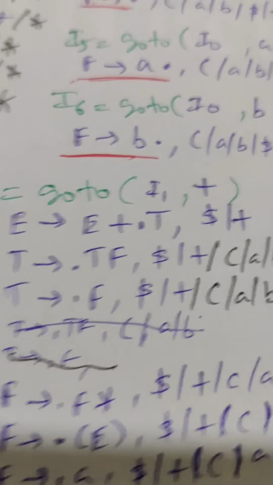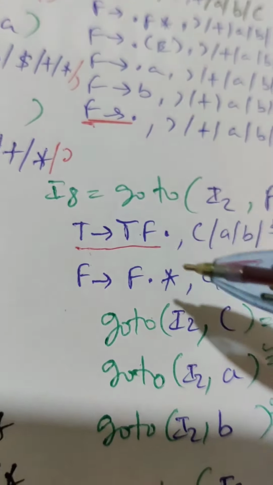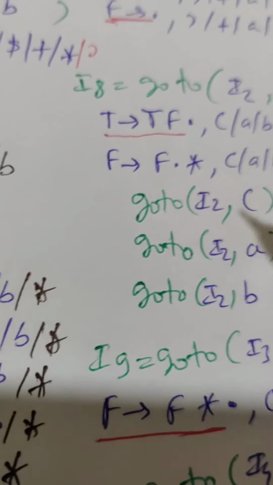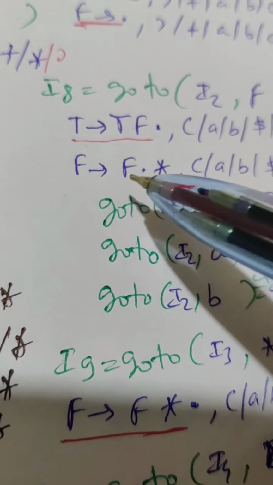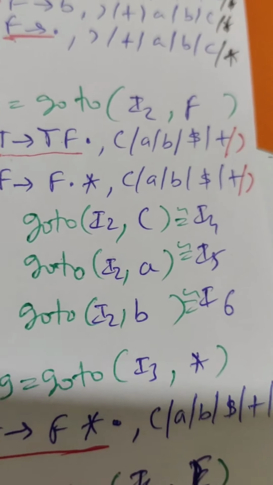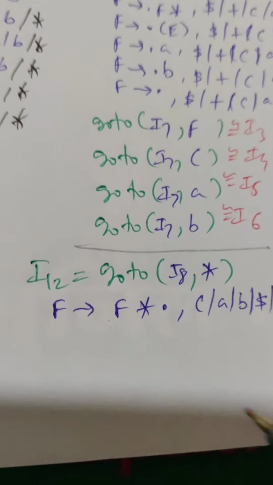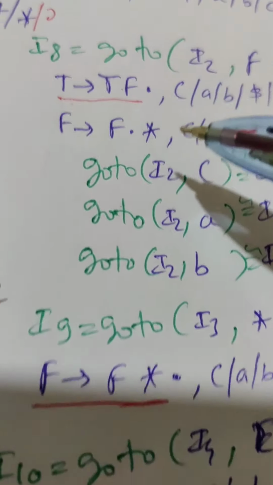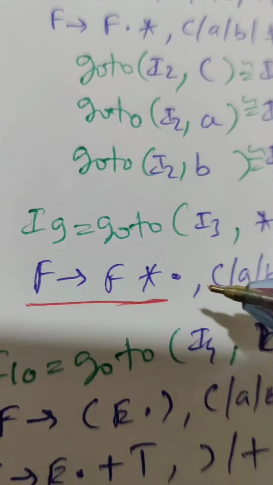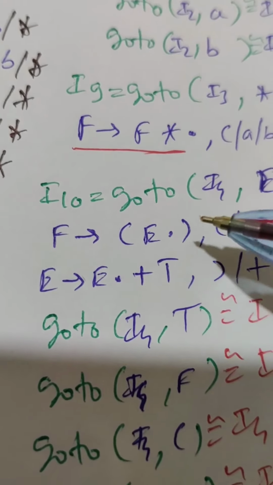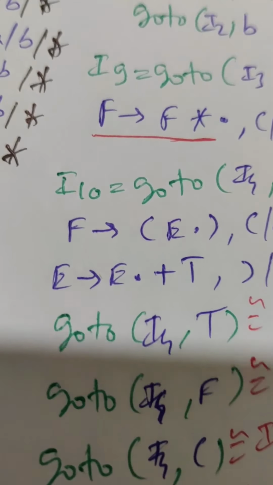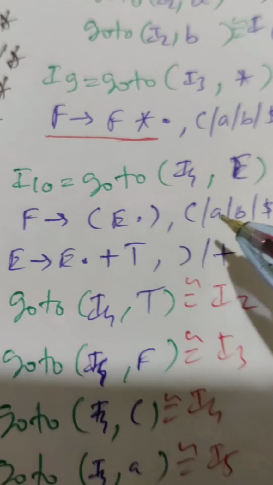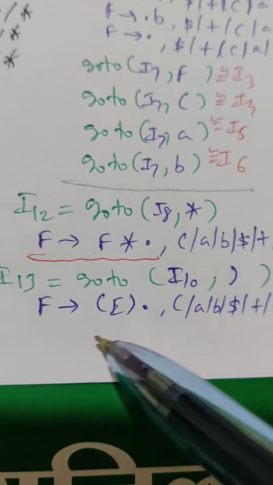Now let's move to item number 8. Now next go to item 8 comma star. So next item number 12 is goto of I8 comma star. It's F goes to F star dot and dollar, whatever the lookaheads are. So that is again going to be a finish rule. Okay, now next I8 is over. Now next is I9. I9 is already over. So I10 comma closing bracket. So item number 13, goto of item comma closing bracket, is F goes to opening bracket E closing bracket dot. It's a finish rule with these lookaheads. This is what item number 13 is.